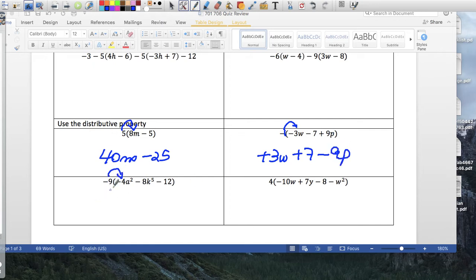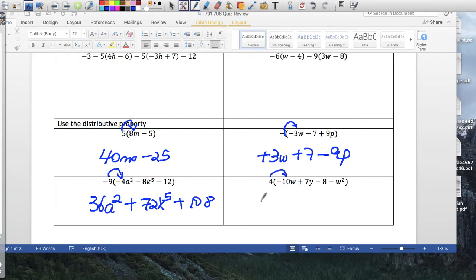Negative and a negative is a positive. 9 times 4 is 36a squared. Negative and a negative is a positive again, and 9 times 8 is 72k^5. And negative times a negative is a positive, and 9 times 12 is 108.